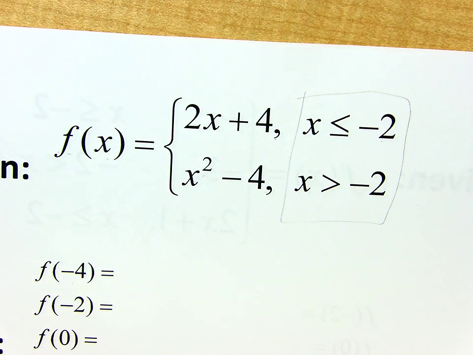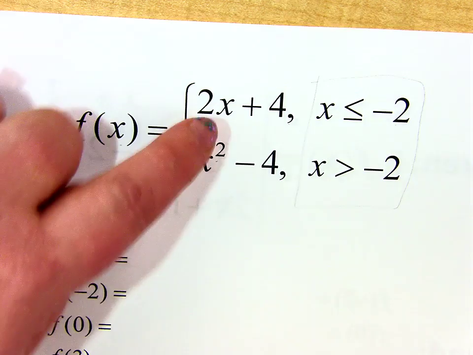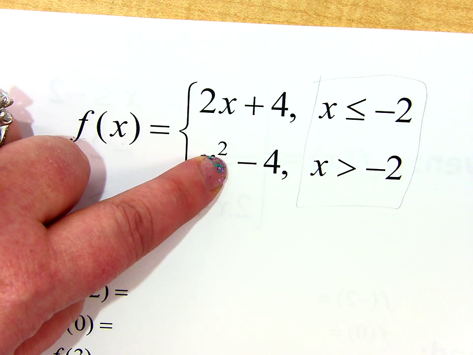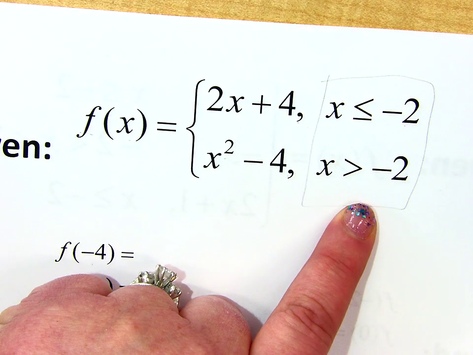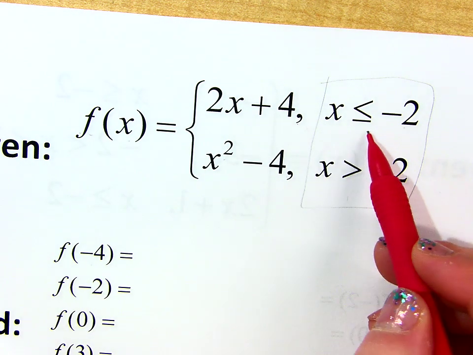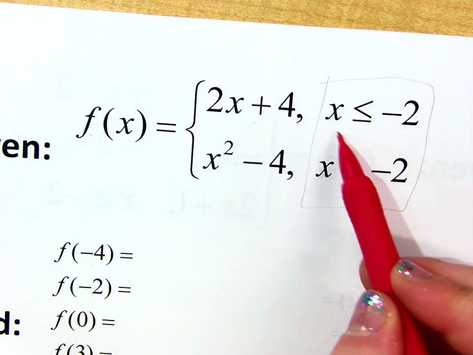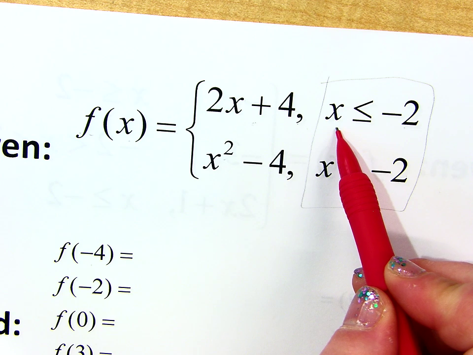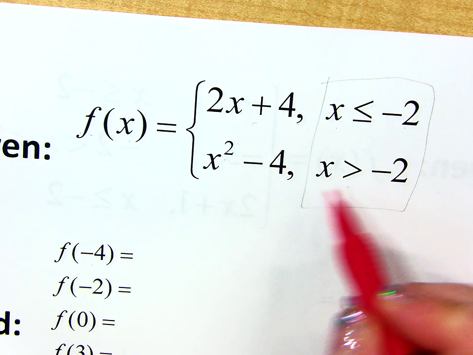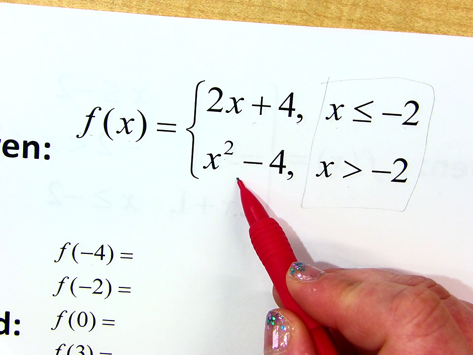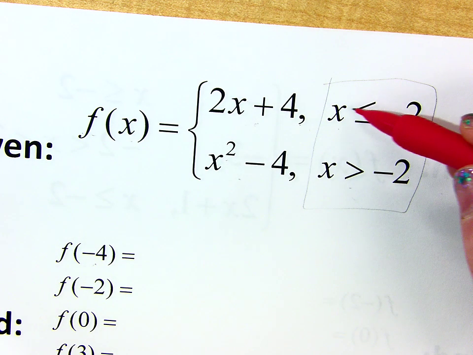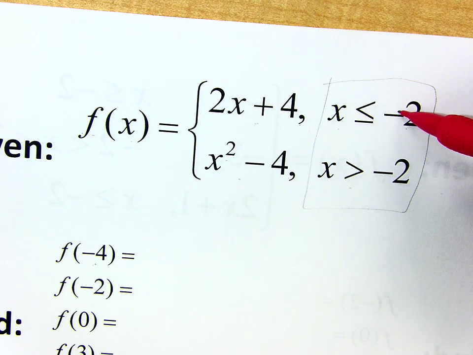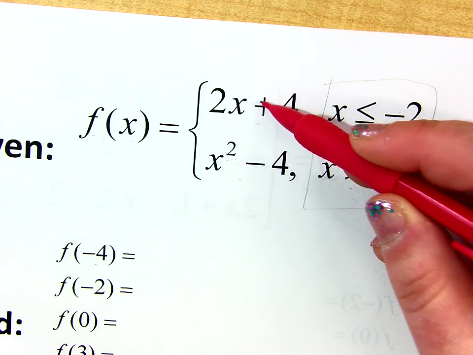So when I go to plug in a value here, I can't plug it into both of these. That would make no sense. That's why I look here. Remember, my function lives here when x is less than or equal to negative 2. If x is greater than negative 2, then my function lives here. So I need to look at the number that I'm plugging in, negative 4 in this case. Well, is negative 4 less than or equal to negative 2? Yes, it is. So when I go to plug in negative 4, it's going to live here.